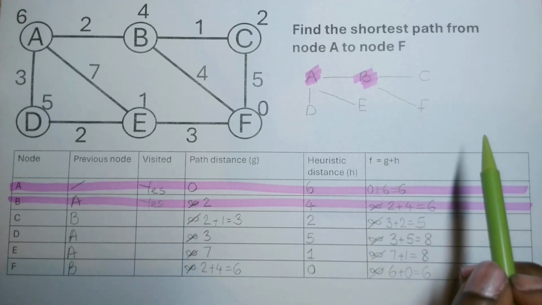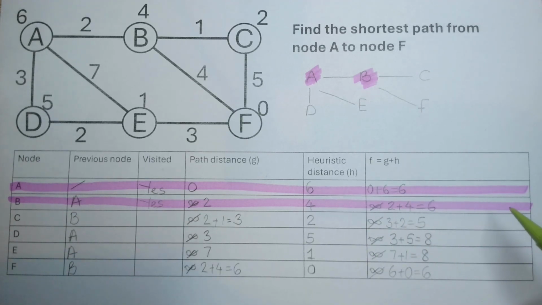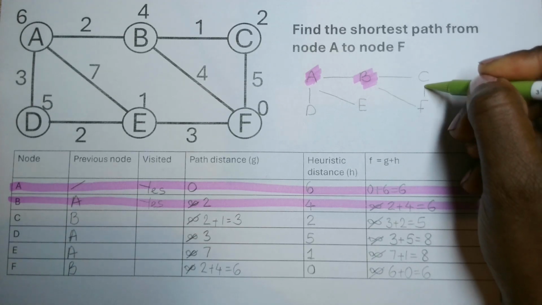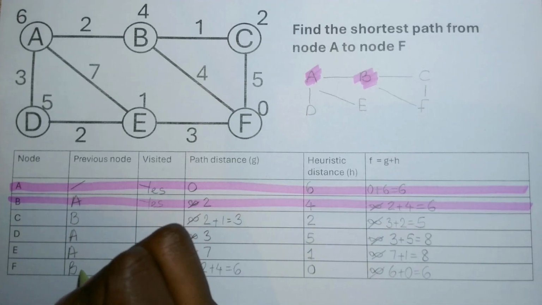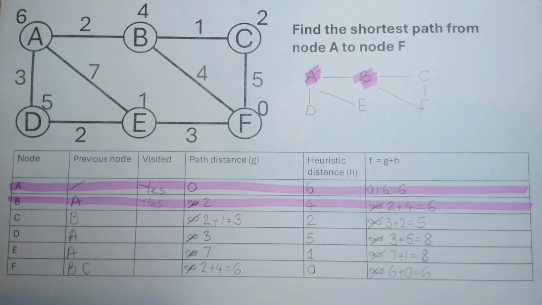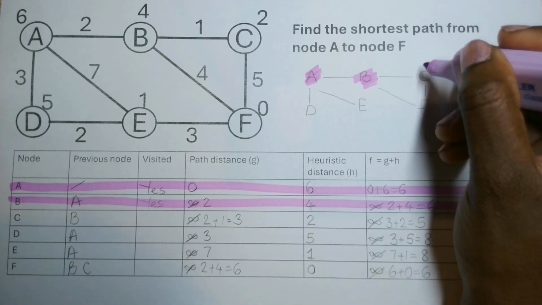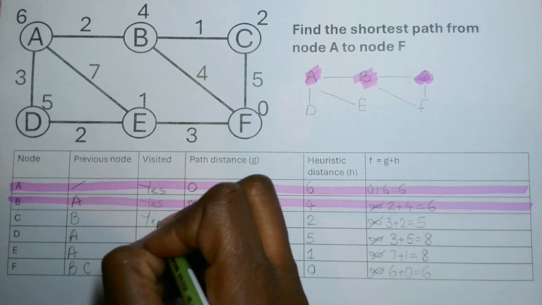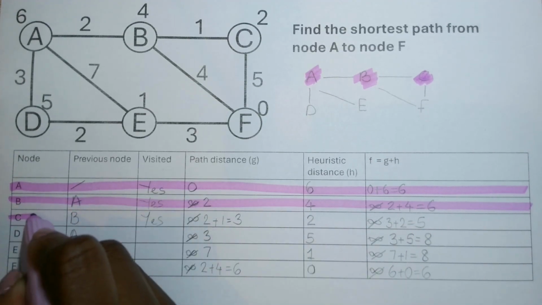Okay. Then we'll look at which is the smallest F score. The smallest F score is C, and C goes to F. So I'm going to write C here. I can say C has now been visited, and highlight this.